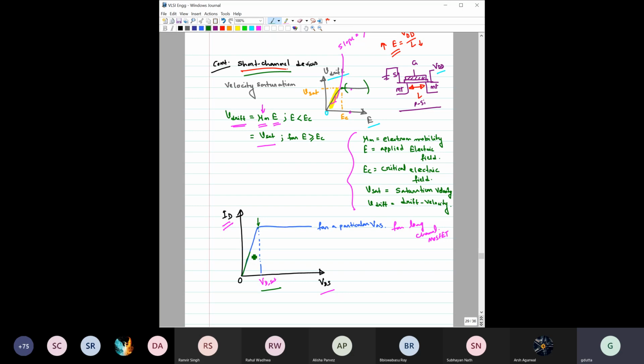When it has reached the velocity saturation region and you further increase VDS, you see that ID sat is not increasing. The velocity of the carrier becomes constant, which means the current will also become constant. So as soon as you hit this point, you are going to see a saturation in current as well.